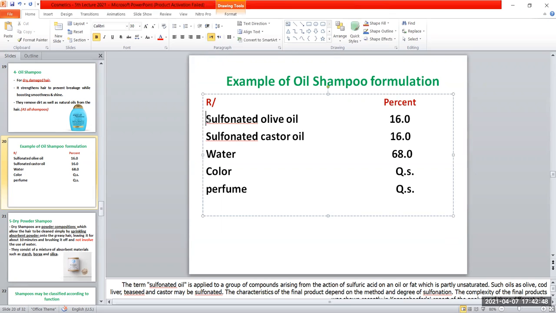This is an example of an oil shampoo formulation. We find that it mainly consists of sulfonated olive oil and sulfonated castor oil. What's the meaning of sulfonated? We take the unsaturated fatty acids and treat them with sulfuric acid. According to the degree of sulfonation, you get the final characteristics of your product. But we just need to know that it consists of sulfonated olive oil and sulfonated castor oil.